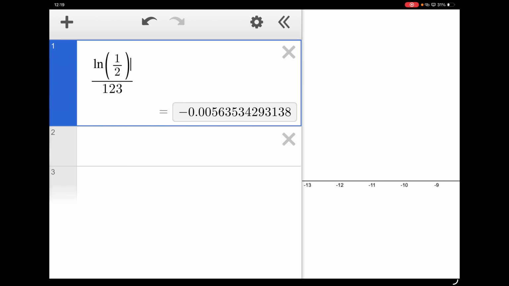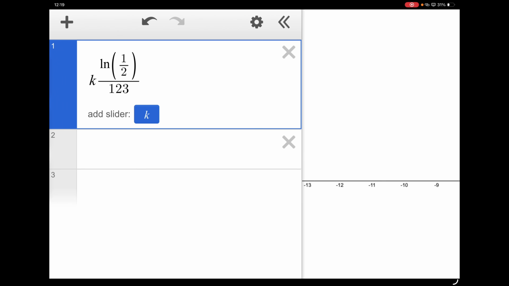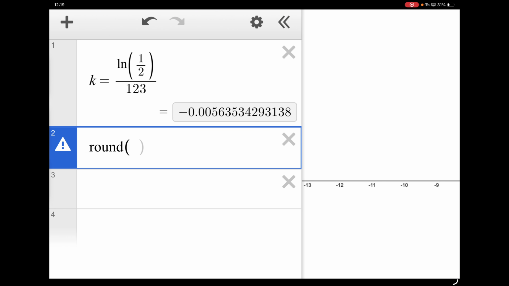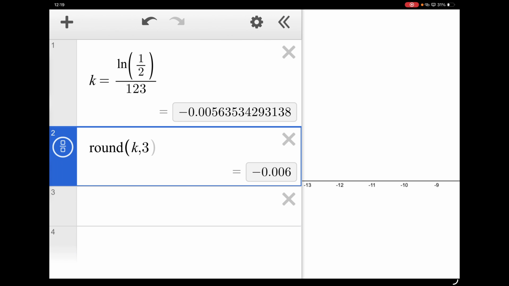Now we want to keep this number. I'm going to call it K and say K equals that value, so I can store it there. I'm going to round the value of K to 3 decimal places, so that's going to be that value of 0.006.